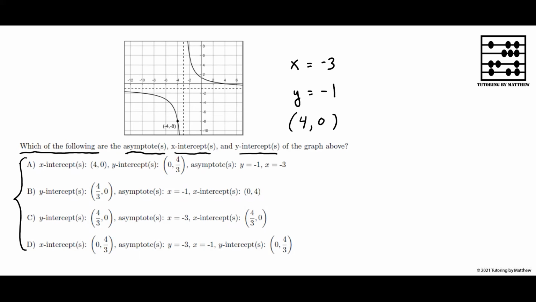Let's compare the information that we found with the multiple choice answers, starting with the vertical asymptote of x equals -3. Notice that options A and C include this information. This means that B and D are out. Next, using the fact that the horizontal asymptote is at y equals -1, we can conclude that answer A is the correct choice. Notice that A also has the correct x-intercept of (4, 0) and a y-intercept of (0, 4/3), which is about where we thought it would be.